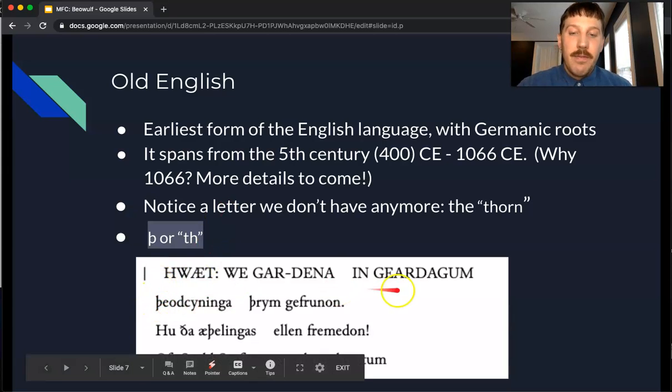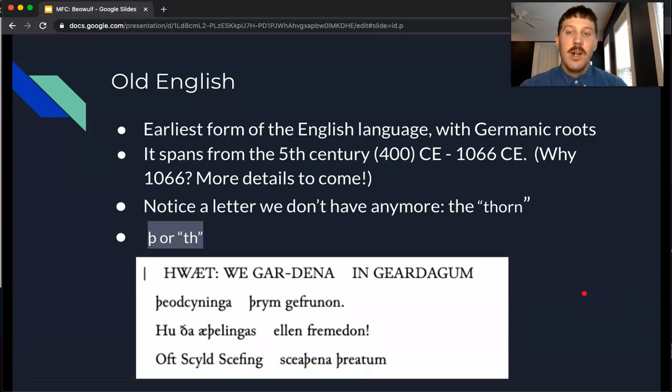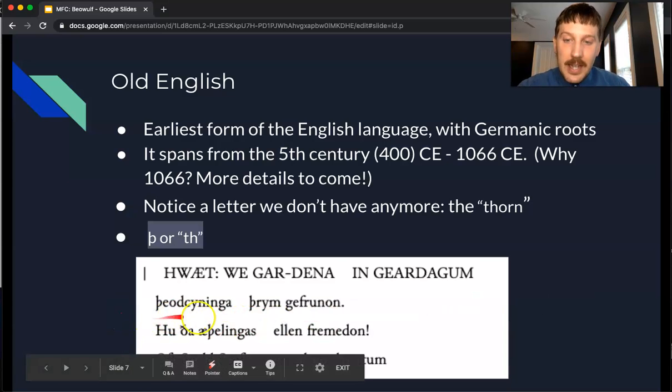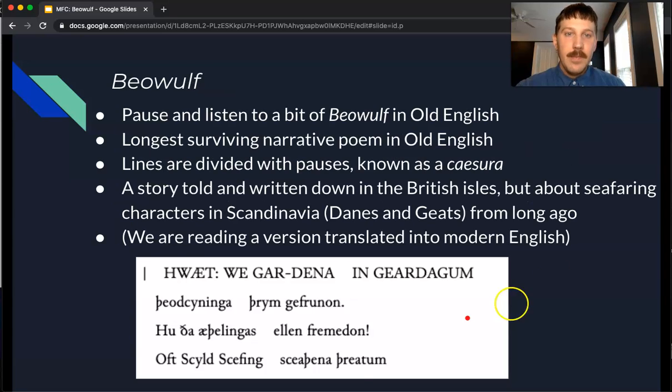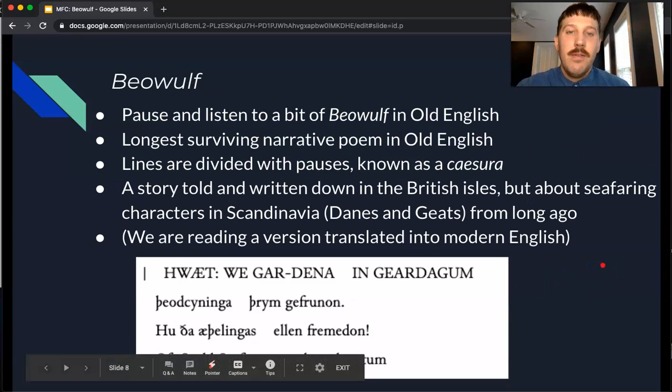But right here, I have the first 4 lines of Beowulf, which just seem to be worth reading right here. I've got this opening word, "Hwæt! We Gardena in geardagum, þeodcyninga, þrym gefrunon, hu ða æþelingas ellen fremedon. Oft Scyld Scefing sceaþena þreatum." So you can hear that th throughout with that different letter. Go back, listen to some Beowulf.